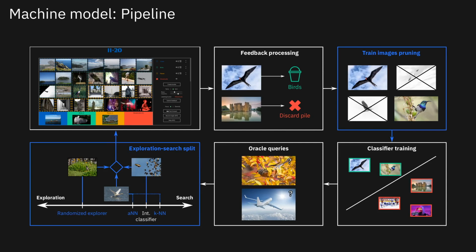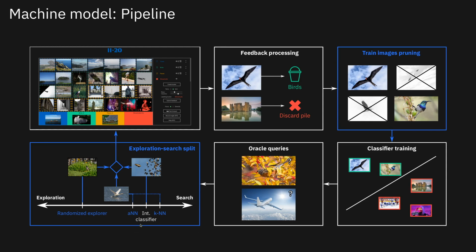The Modulus pipeline operates as follows, and the components innovated by II-20 are highlighted in blue. Feedback from the user interface is collected. In this case, the user seems to be interested in birds. Then we might want to prune the train images, train the classifier. Then maybe the model asks a couple of Oracle queries, which is verifying the images the model is least sure about. So is this a bird? Is this a bird? And then we move towards producing the suggestions, which is where the magic happens.